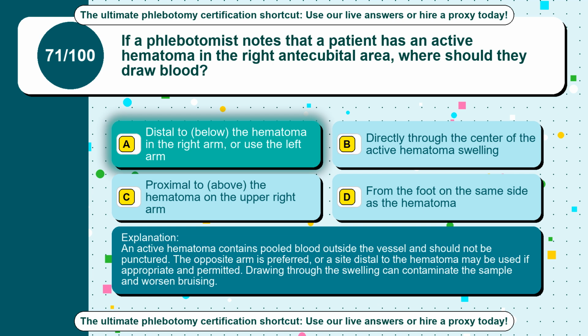An active hematoma contains pooled blood outside the vessel and should not be punctured. The opposite arm is preferred, or a site distal to the hematoma may be used if appropriate and permitted. Drawing through the swelling can contaminate the sample and worsen bruising.